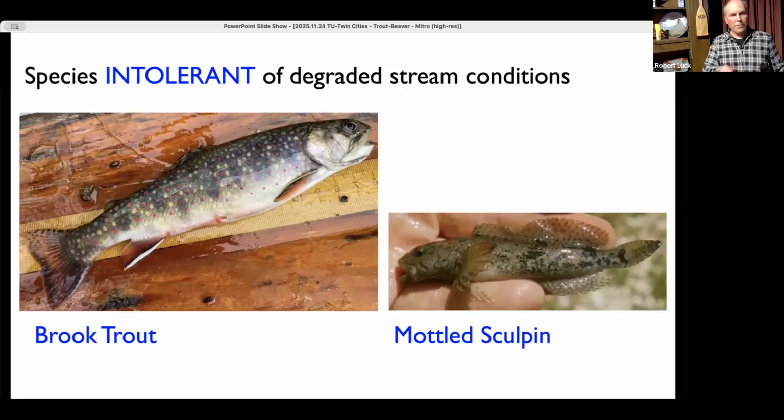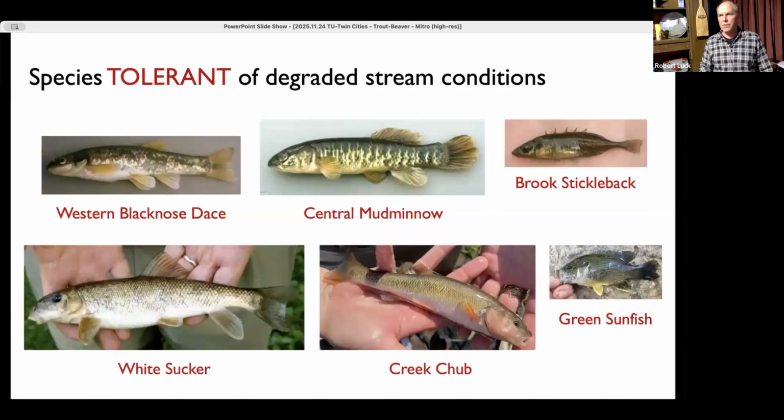Again, regarding the fish species, we refer to fish that are tolerant versus intolerant. Your trout species we consider intolerant to degraded conditions. So when you have trout in the stream, you have a pretty good indication that you have really good habitat in the stream, with good thermal temperatures for this fish. Same with sculpin. When you do get degraded conditions for any reason, and those temperatures tend to warm, or you get more silt in your substrate, you then start to see these other fish species like the western blacknose dace, central mudminnow, stickleback, white suckers, creek chub, green sunfish, and many other species as well.